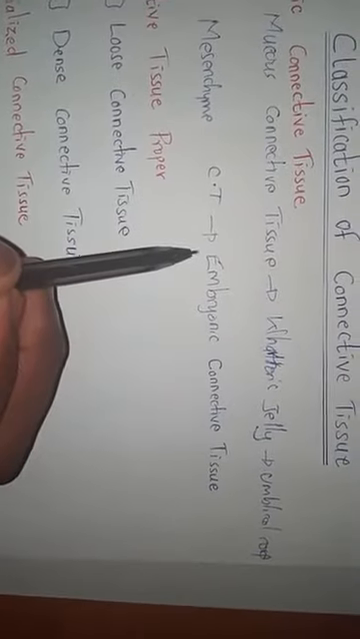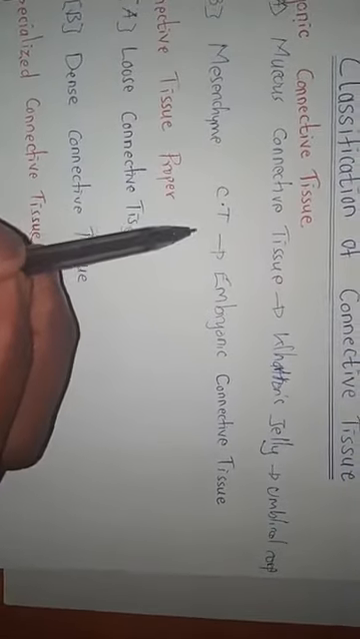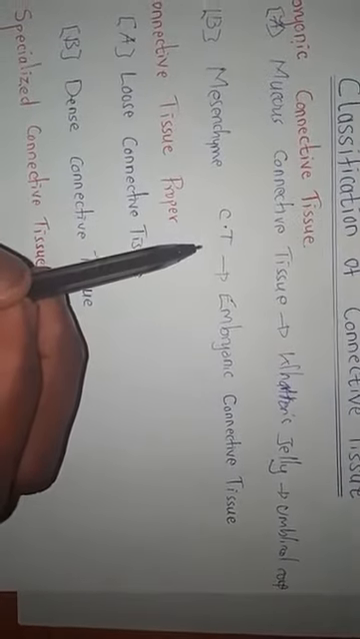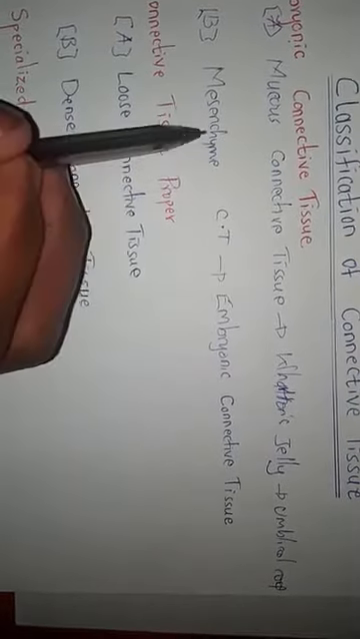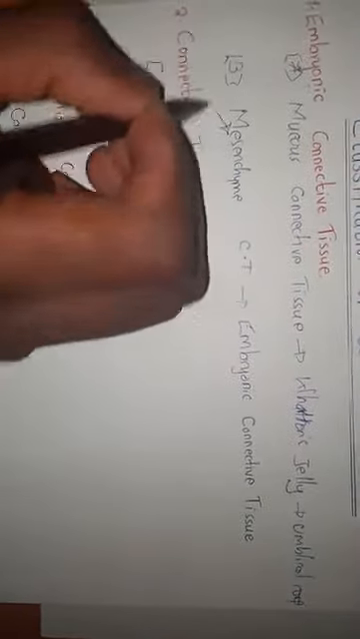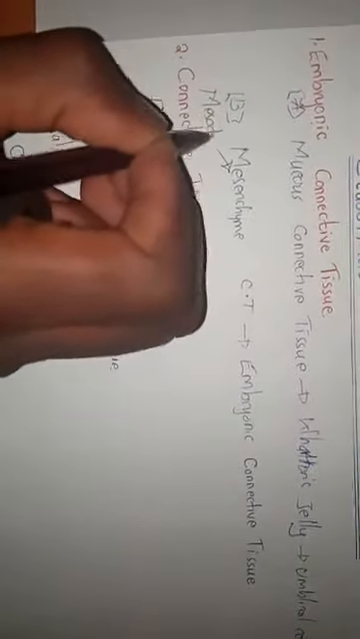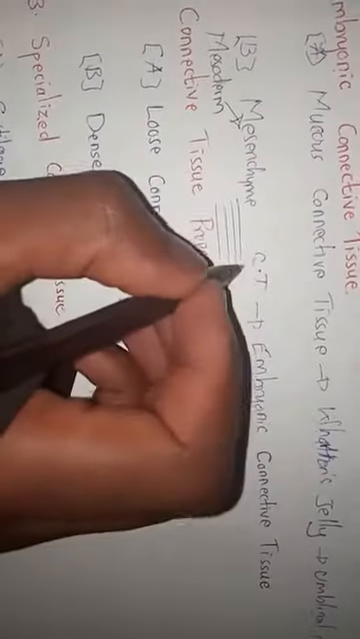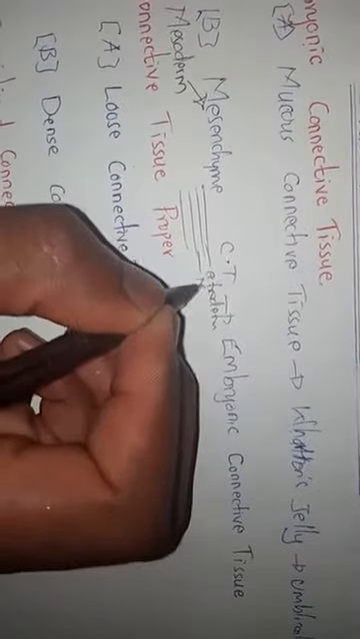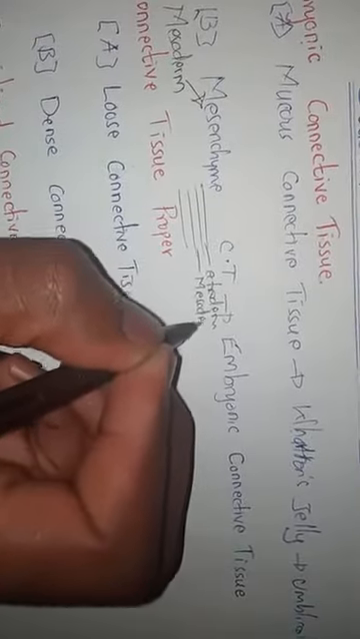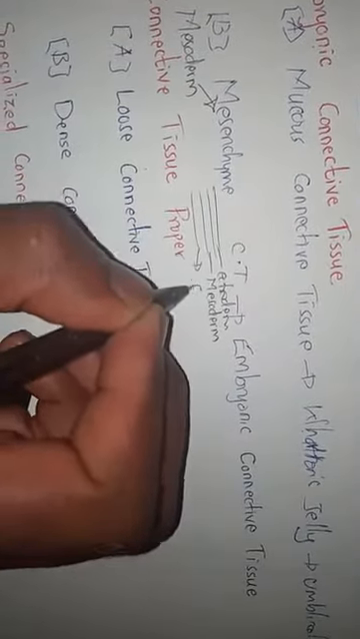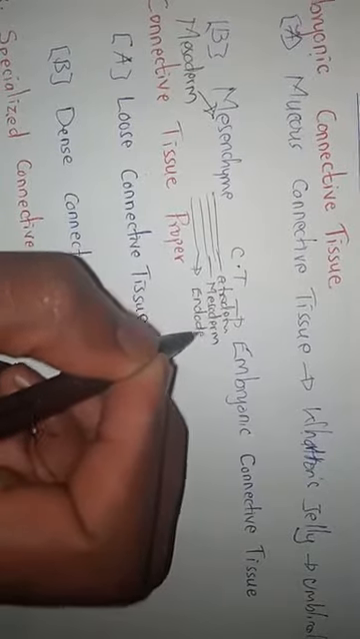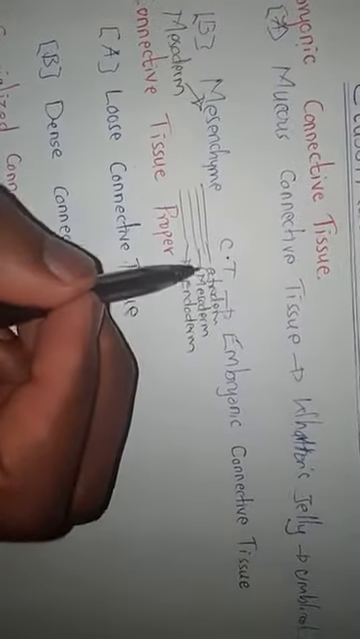tissue is referred to as embryonic connective tissue, and my explanation is because most of the tissues in a human being develop from mesenchyme, and mesenchyme here is from mesoderm. Mesoderm is one of the layers of the embryonic disc. Here we have the ectoderm, then mesoderm is found here, and here we have endoderm. So mesoderm is the one we are focusing on.